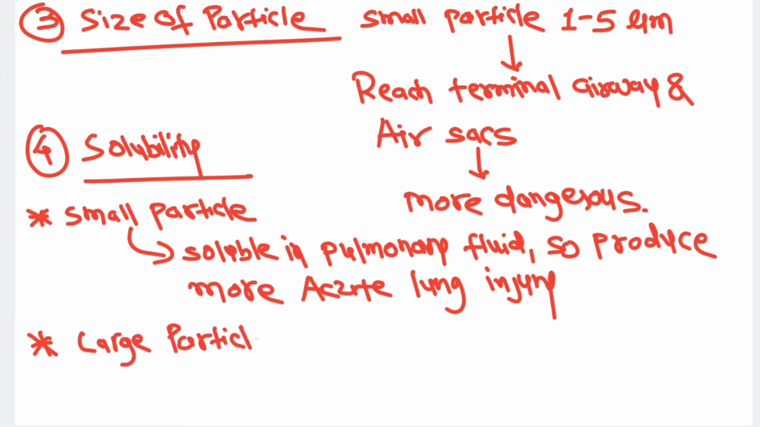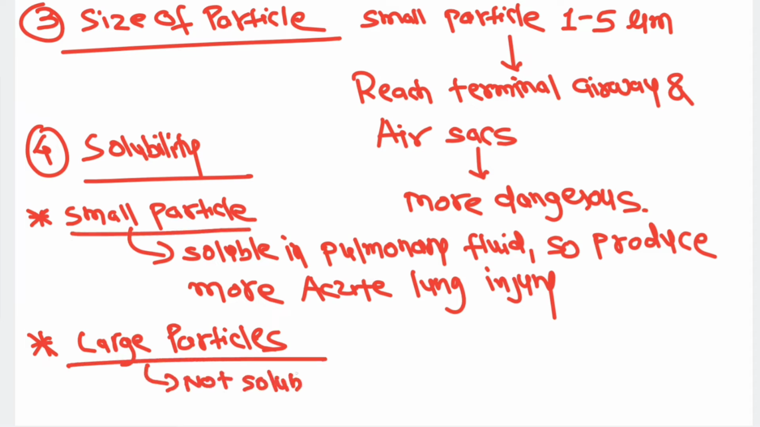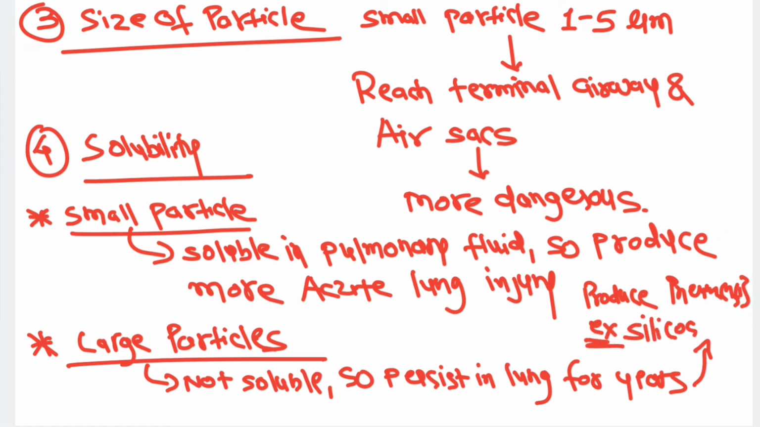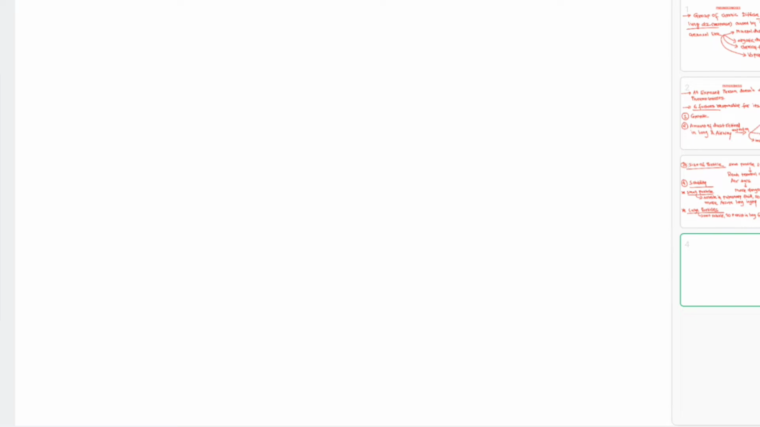Now if the particle size is large, then it's not soluble. The large particles are not soluble, and so they can persist in the lung for many years, and so they ultimately lead to development of pneumoconiosis, especially silicosis.